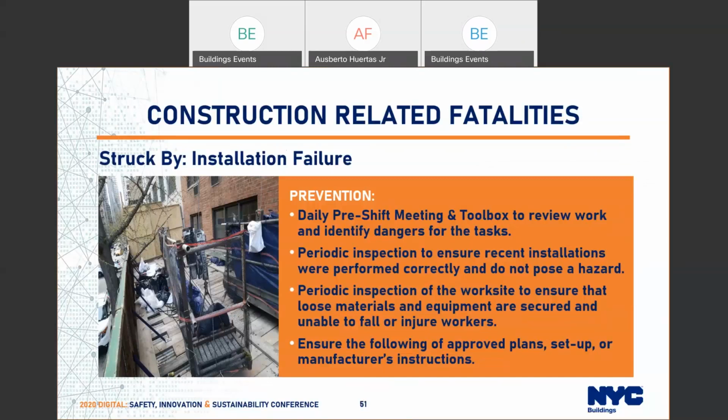Key prevention takeaways for this incident are a daily pre-shift meeting and toolbox talk to review the work and identify dangers, and a periodic inspection to ensure recent installations were performed correctly and do not pose a hazard. Perform periodic inspections of the work site to ensure that loose materials and equipment are secure and unable to fall and injure workers. Ensure that approved plans, setups, and manufacturer's instructions are always followed.